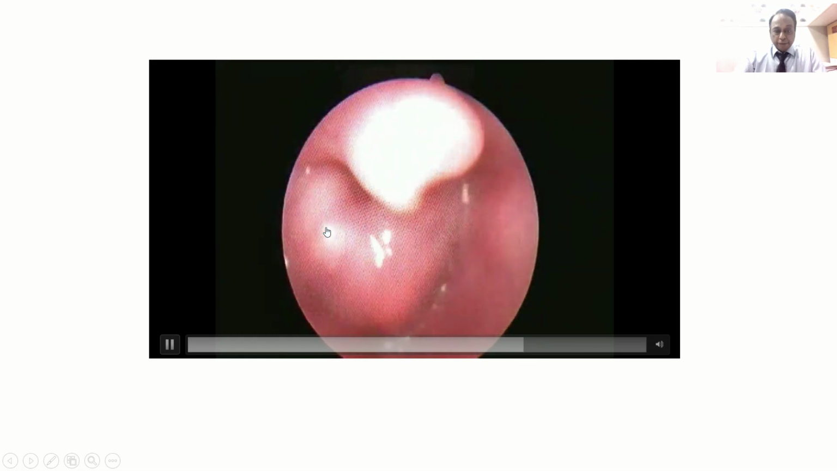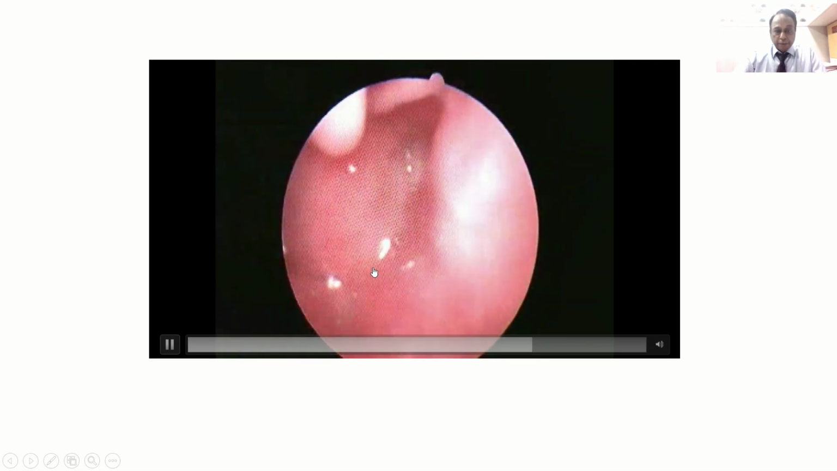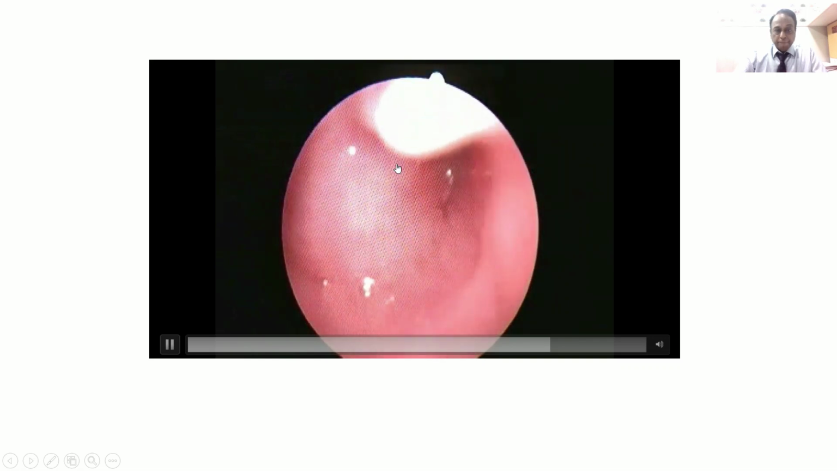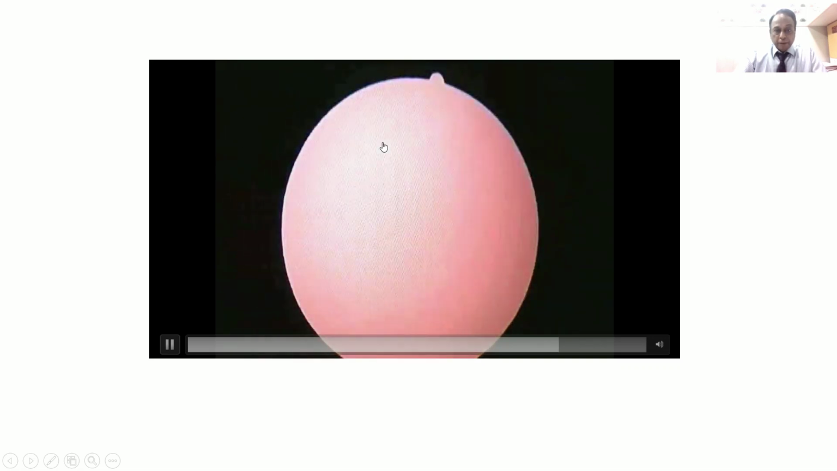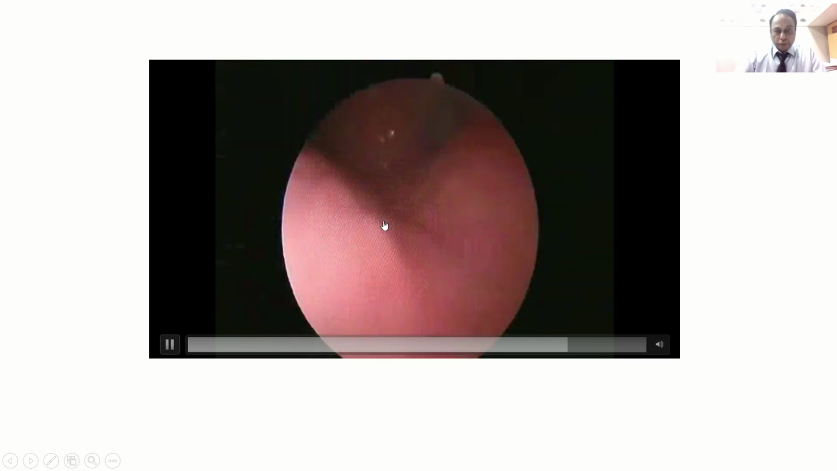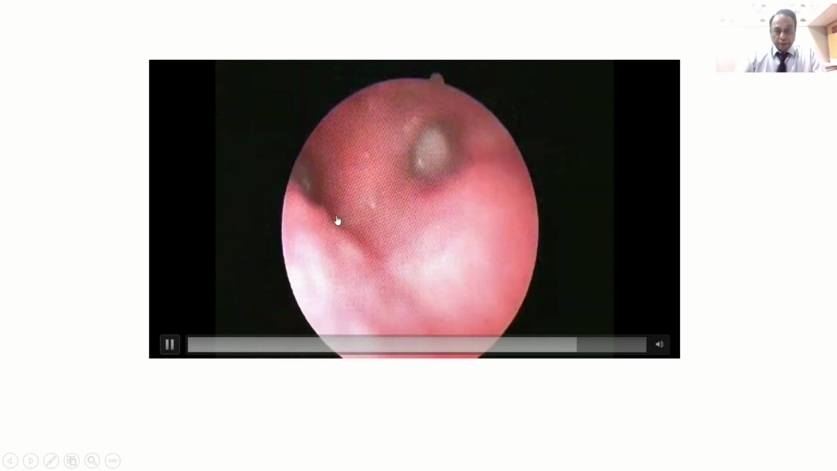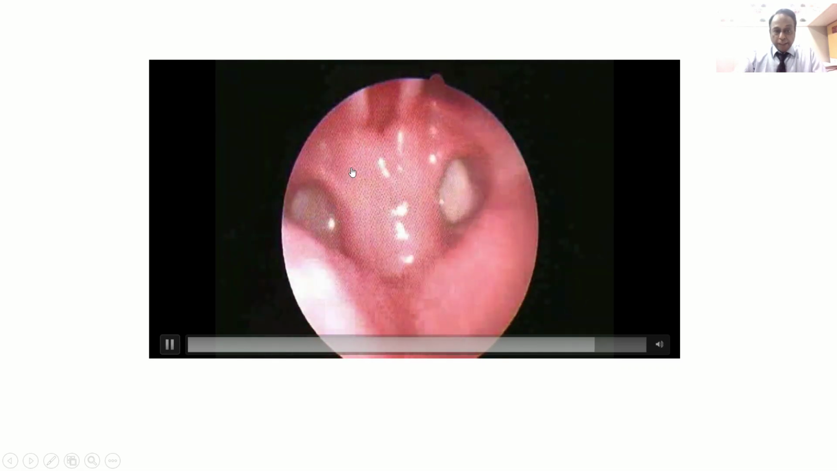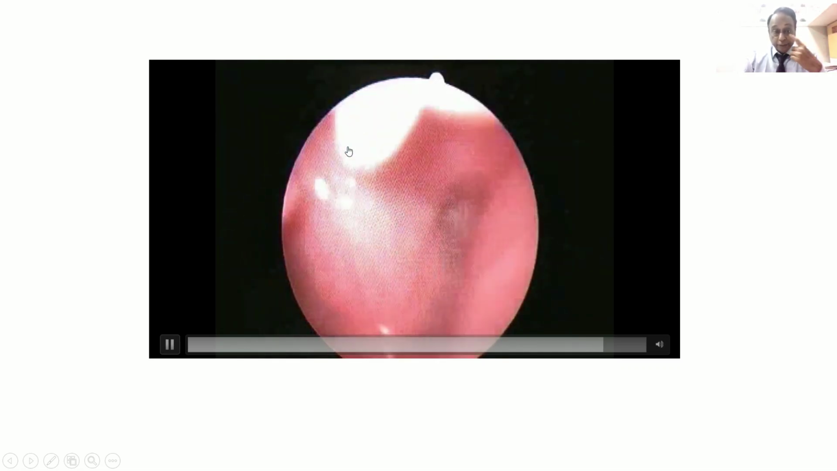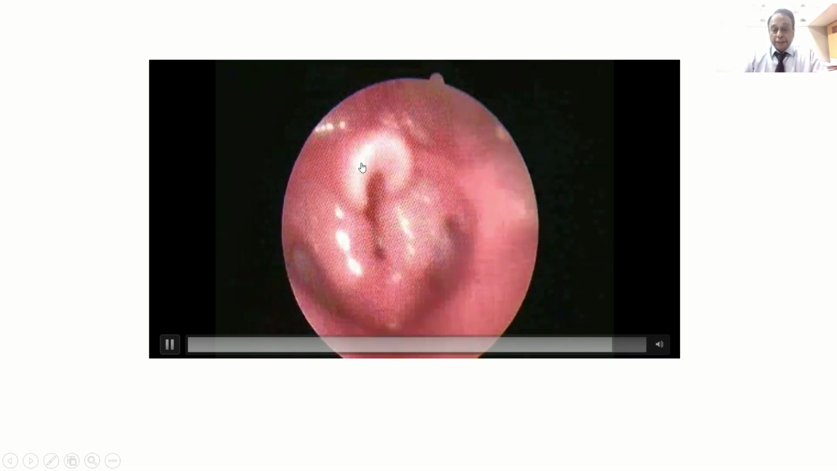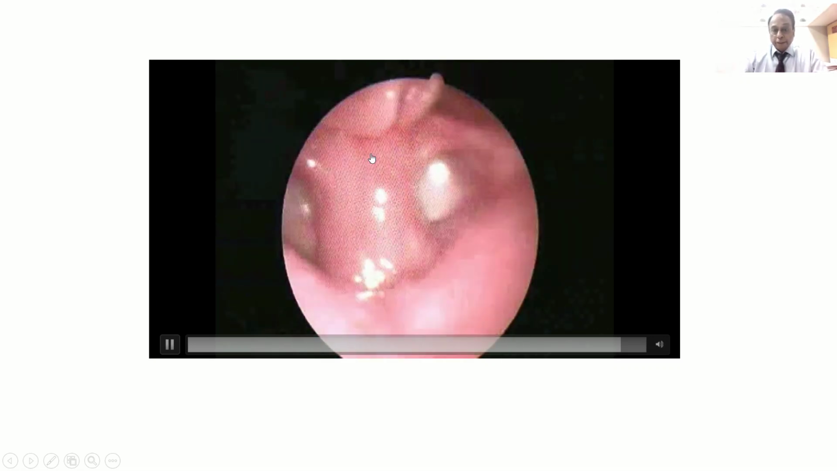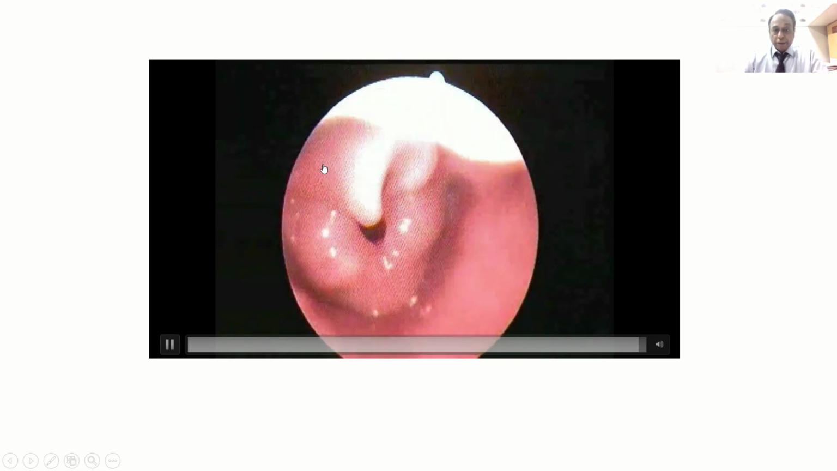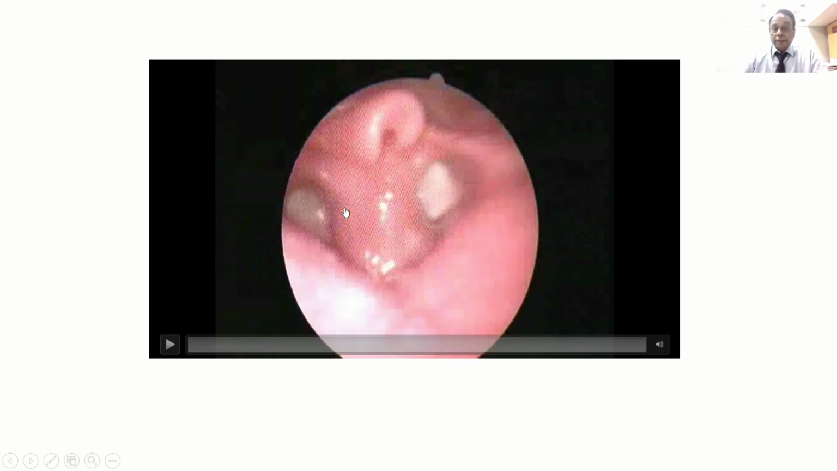These are the arytenoids. The point I am telling you is about the arytenoids. Actually, look at the arytenoids. They are very big, relatively big, and you can see the aryepiglottic fold also. It is very typical: very big arytenoids, and the aryepiglottic fold appears to be very, very small. These are the typical findings that go with laryngomalacia: curled epiglottis, omega shaped epiglottis, short aryepiglottic fold, and very big arytenoids that prolapse.